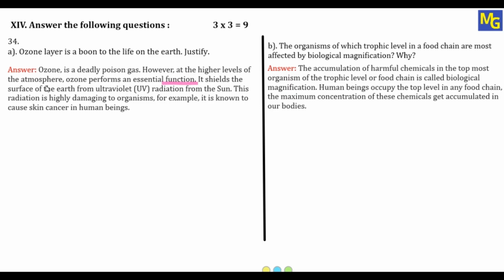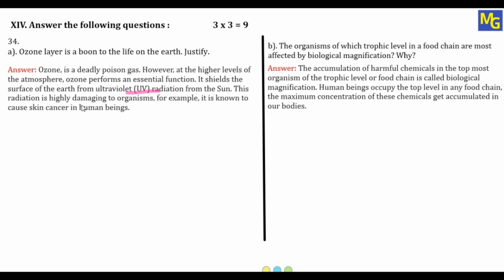Means in the atmosphere at the highest level we have the ozone layer, and this is performing a very important function. It shields the surface of the earth from ultraviolet radiation from the sun. From the sun we are getting many types of radiations like ultraviolet, X-ray, radio waves, microwaves, etc. All these radiations are coming from the sun, and from all of them, only UV radiations are getting shielded by this ozone layer. Means the ozone layer is preventing these UV radiations from coming to the earth.